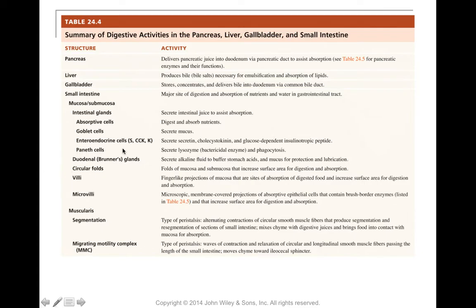We also have Paneth cells, which secrete an enzyme that's bactericidal called lysozyme, which is going to help with your immune response, and also help with phagocytosis. So anything that it does kill, it's going to want to digest.